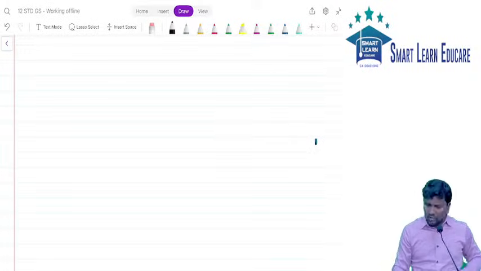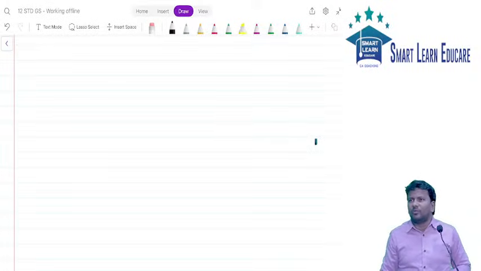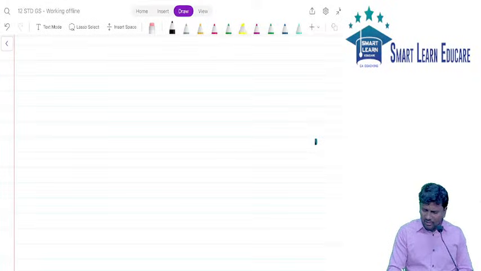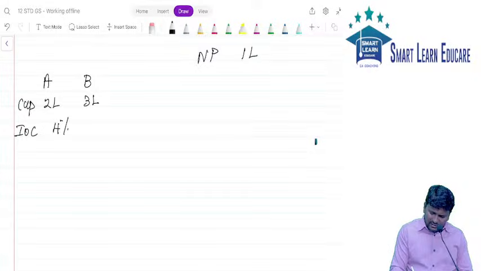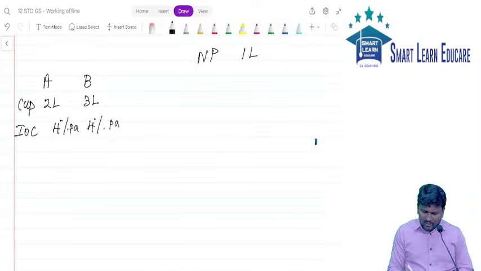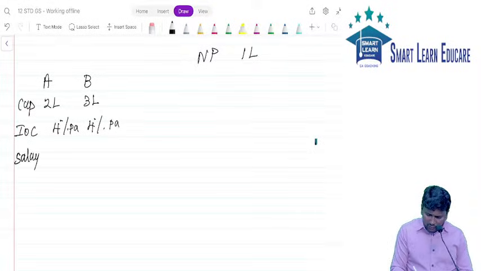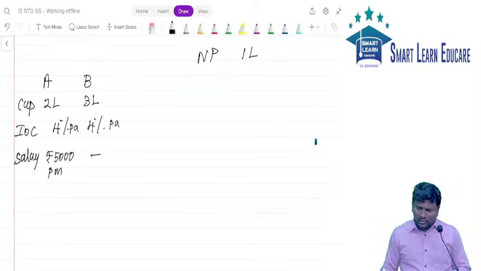A student has asked a doubt online: Sir, can you explain what is divisible profit? Very simple. For example, assume we have earned a net profit of 1 lakh. We have two partners, A and B. A's capital is 2 lakh, B's capital is 3 lakh. What is the interest on capital? 4%. Interest on capital 4% per annum. And A is getting a salary of rupees 5,000 per month. B is getting a salary of nil. Okay, this is the scenario.